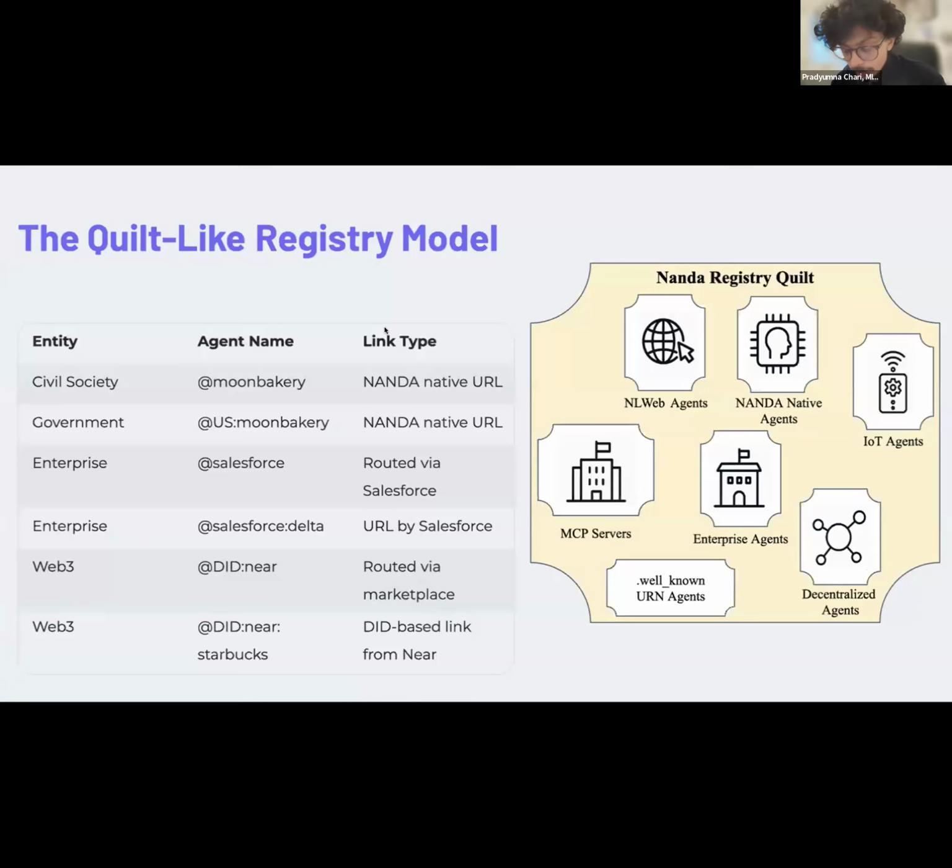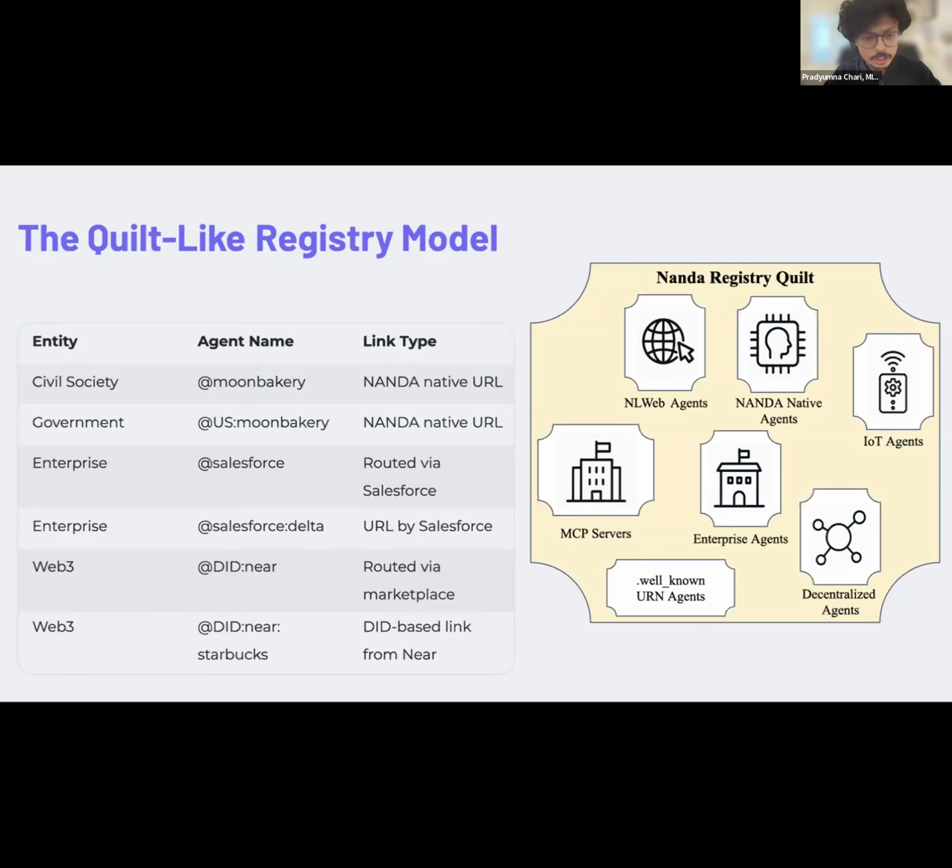We'll start with the quilt-like registry model, and Ramesh has already brought up this slide in front of you earlier. This is the ethos of how we are envisioning the NANDA registry quilt. We don't want to build the registry for AI agents out there. We instead want to build an interoperable phone book, let's call it, that encompasses all types of entities in this agentic ecosystem. It could be enterprise agents, it could be MCP servers, it could be Web3 agents, it could be NL web entities that Guha was talking to you about. And the goal with NANDA is to provide a lean indexer or router layer that connects with all of these types of agentic entities so that anyone on the agentic web can very quickly find, identify, and discover whoever else they want to talk to and be connected with.